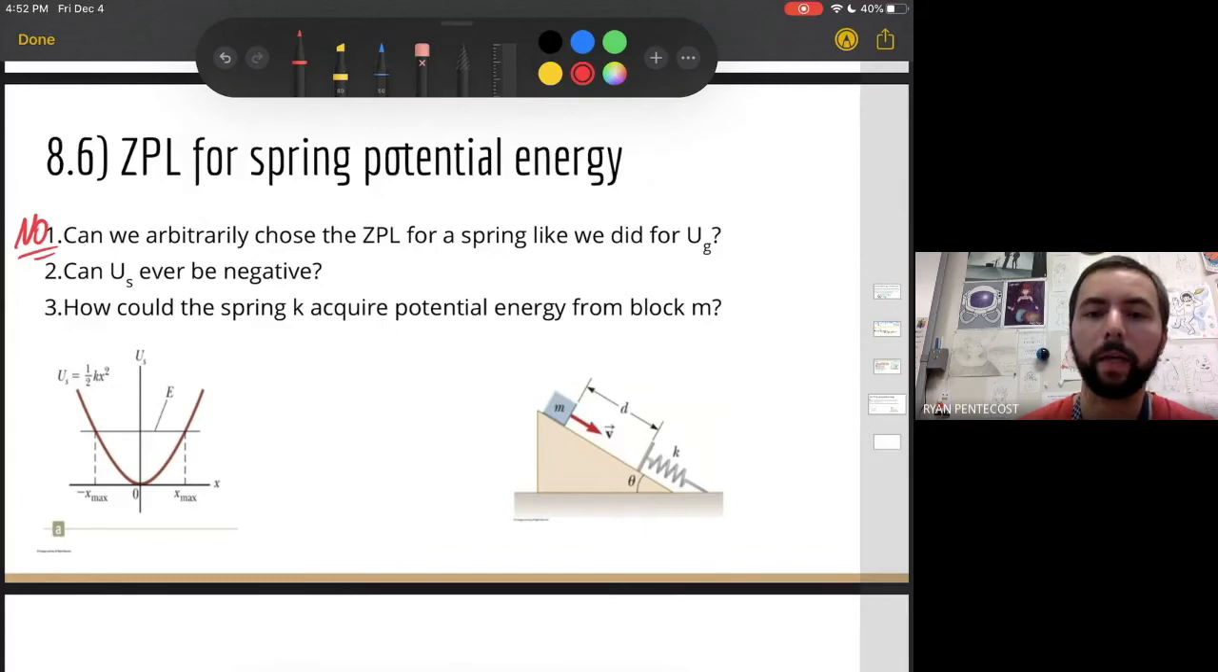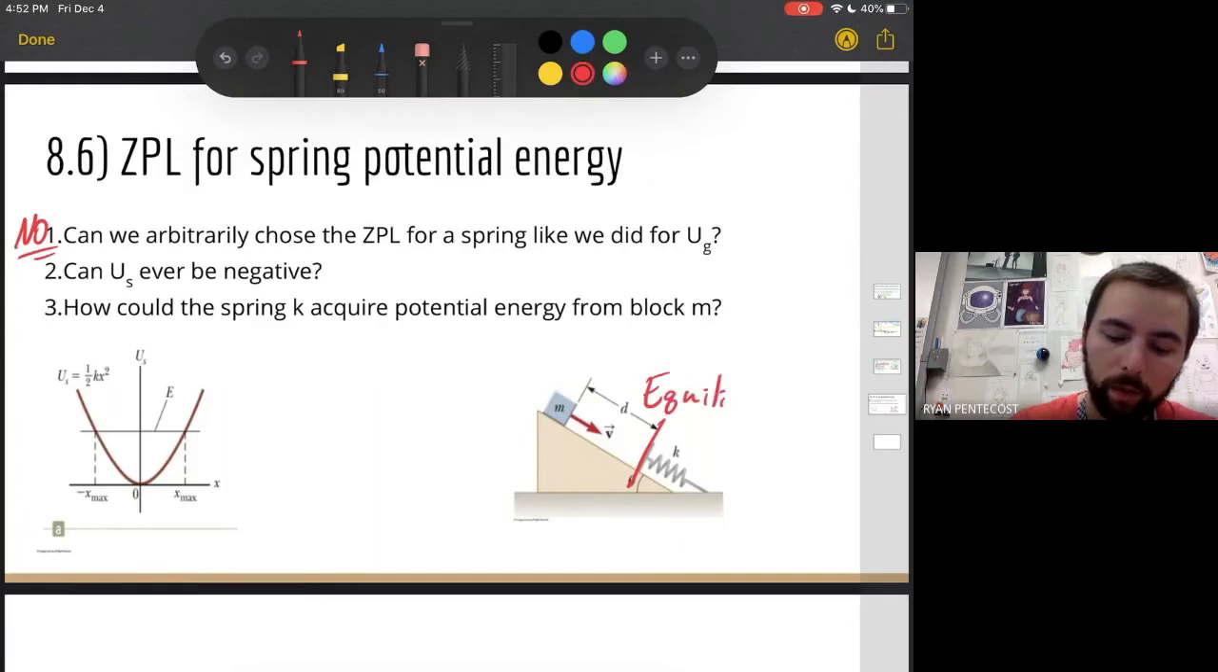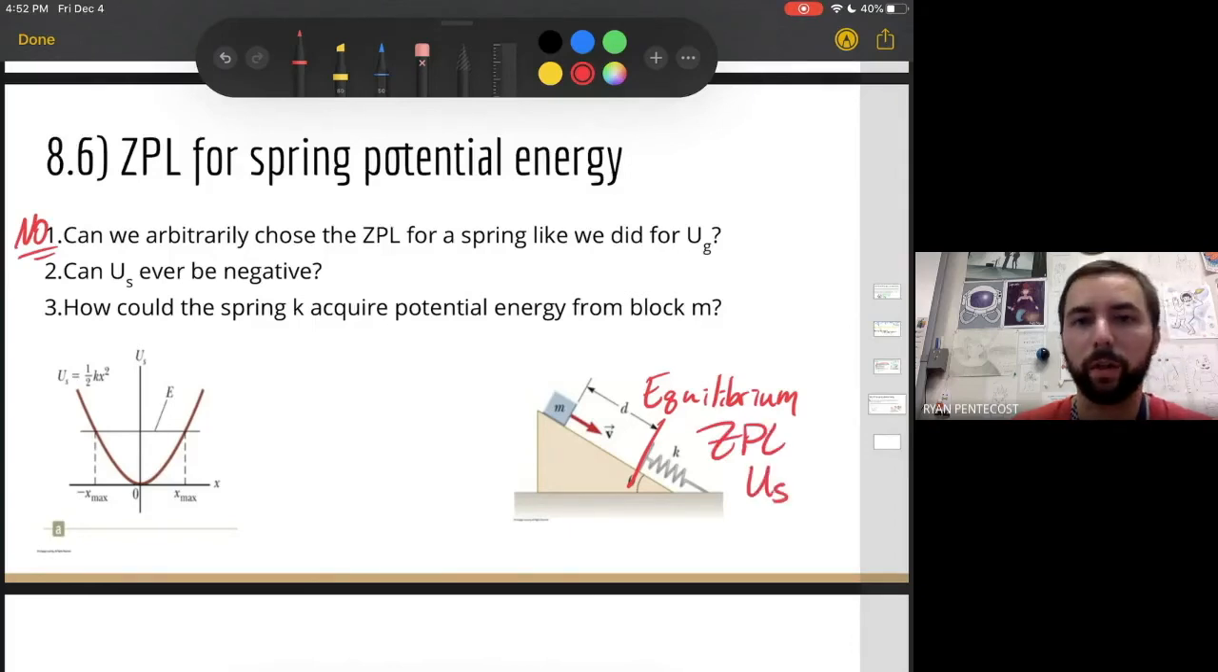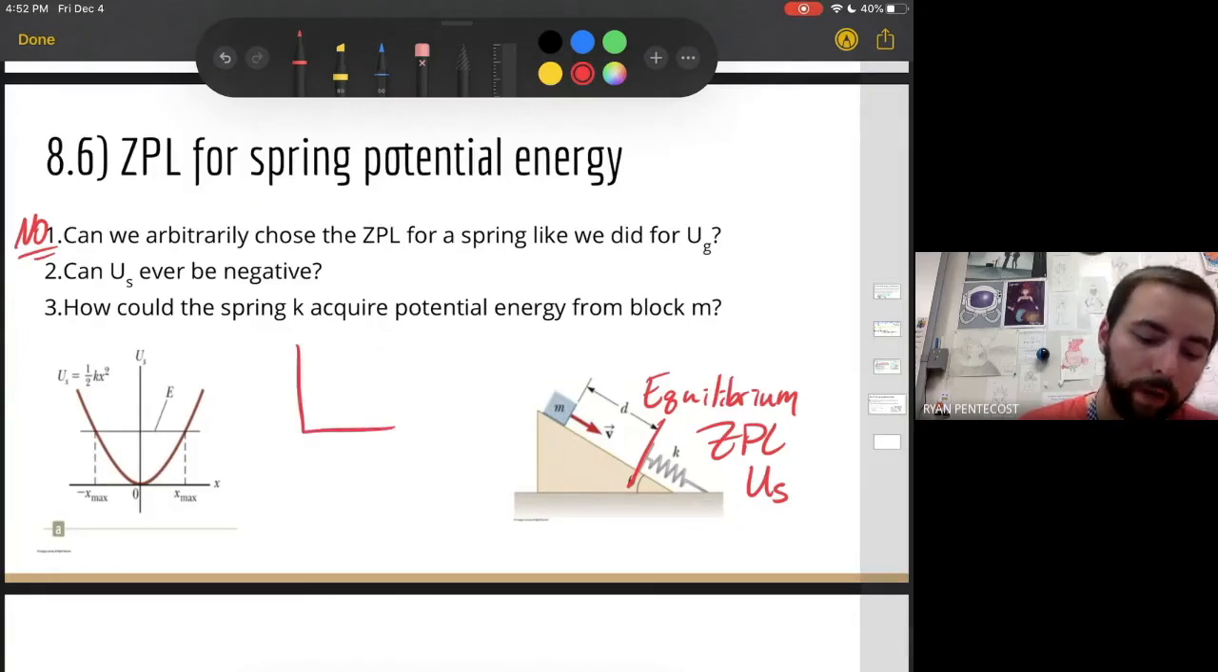That would mean that its only place to set the ZPL is right at equilibrium. Okay? Equilibrium is the only place that you can set the ZPL for spring potential energy. Nowhere else can the ZPL be placed. And this also comes from the idea that work over time is parabolic, right?